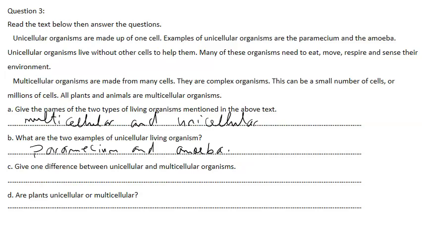Give one difference between unicellular and multicellular. What is the difference between unicellular and multicellular? Unicellular, one cell. Multicellular, more than one. So this is the difference in the number of cells. Unicellular, one cell. Multicellular, many cells.